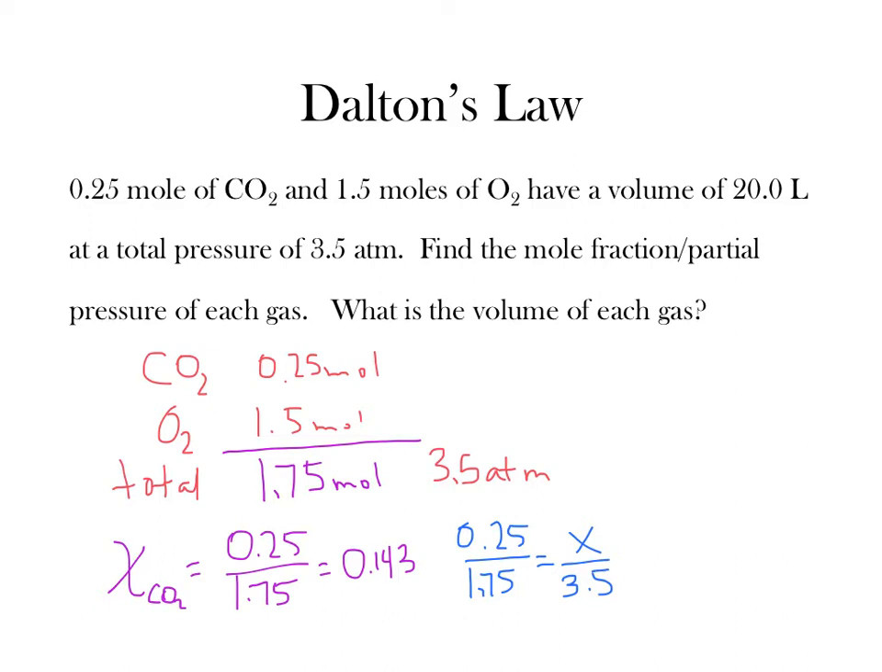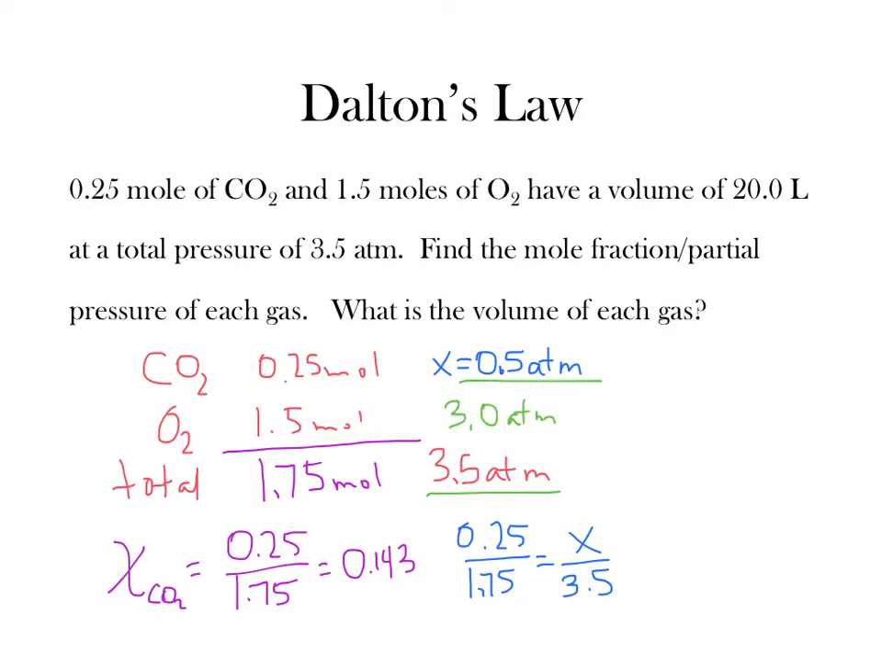Carbon dioxide is 0.25 out of a total 1.75 moles, so what is the pressure out of a total 3.5 atmospheres? So this is a cross multiply and divide kind of situation, and X is going to be equal to 0.5 atmospheres. Now for oxygen, we can really just use the other numbers that we have. Let me grab a different color. Since the total is 3.5 and the carbon dioxide is 0.5, the oxygen's got to be 3.0.